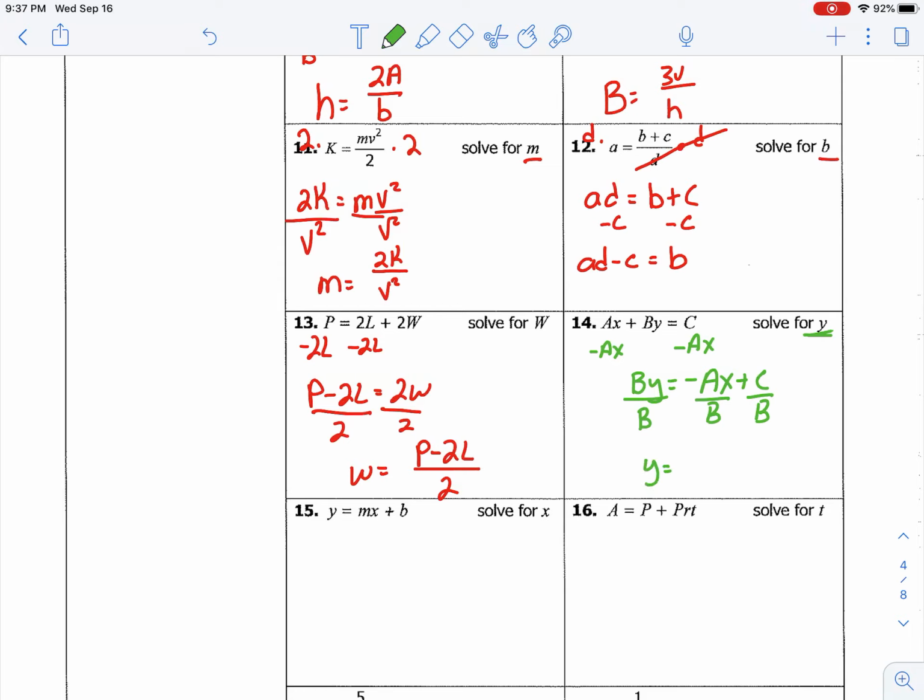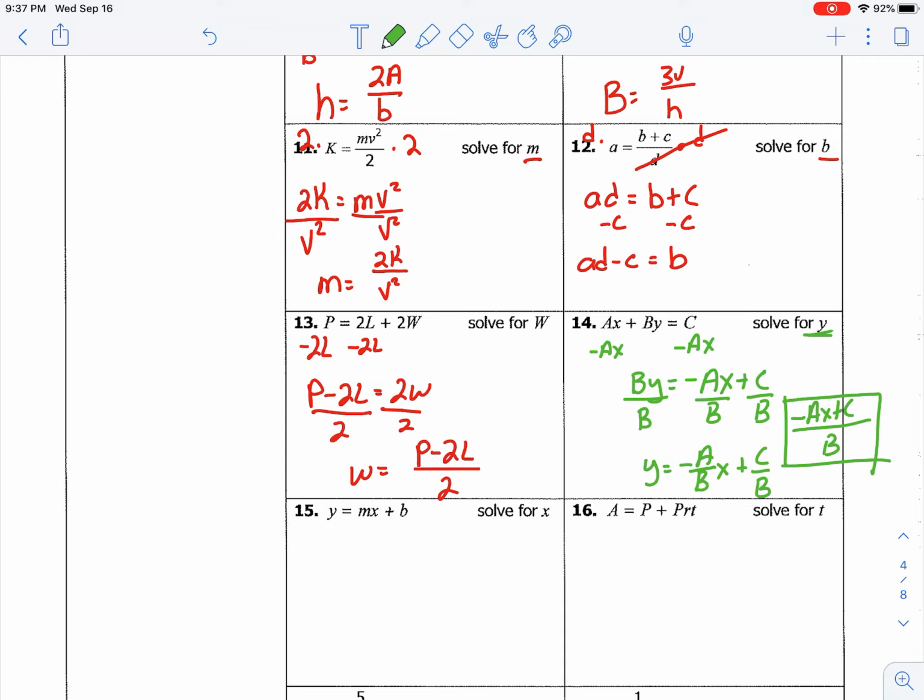And so Y is equal to negative A over B X plus C over B. Now, I actually did that one a completely different way, just because that's what we're going to do when we go to graph linear equations. It would have been totally acceptable to write this as negative AX plus C all divided by B. In this section, that's probably what I would expect you to do.